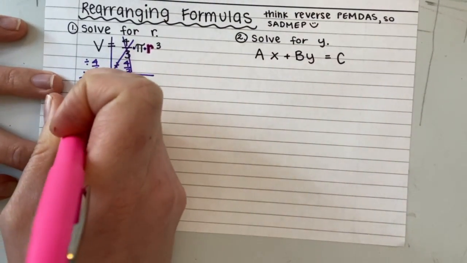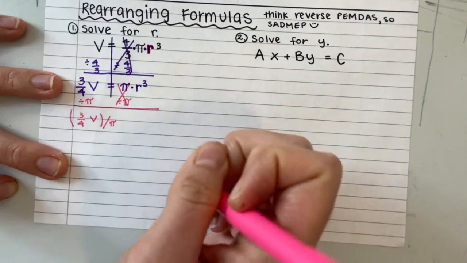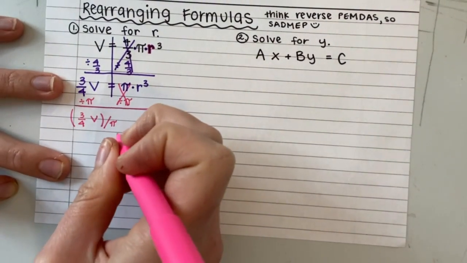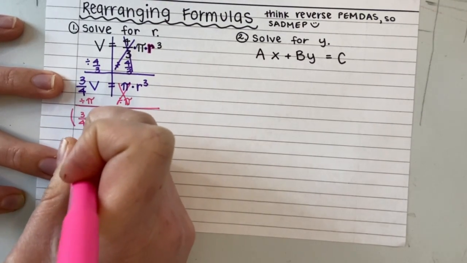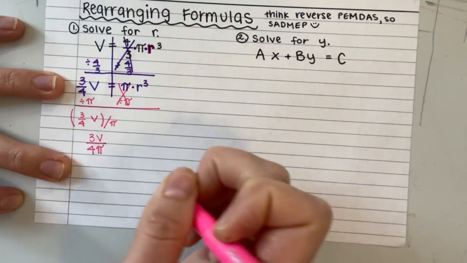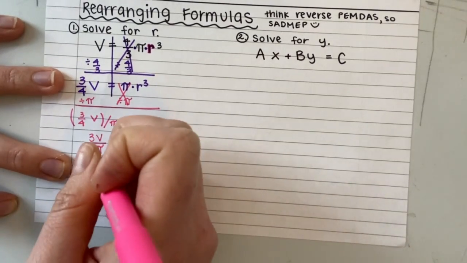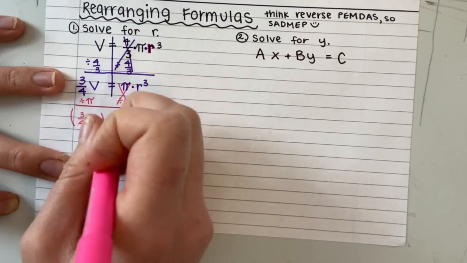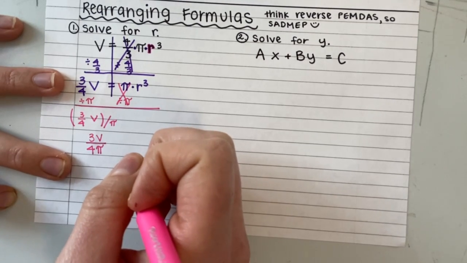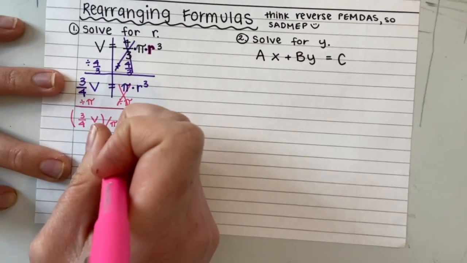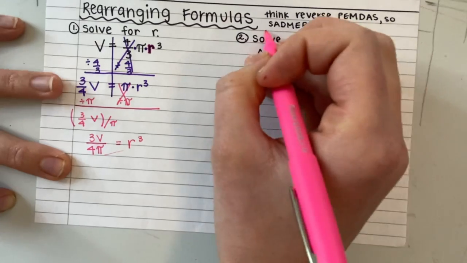I could write this as 3/4 v in parentheses divided by pi, but for me, the easier way to look at it is just 3v over 4 pi. And if we're not comfortable enough with fractions and division, then we just write it like this because this is completely correct. Like I said, this is just a way that's easier for me to look at it. Now I have this almost completely simplified, but I'm at the end of my SAD MEP.